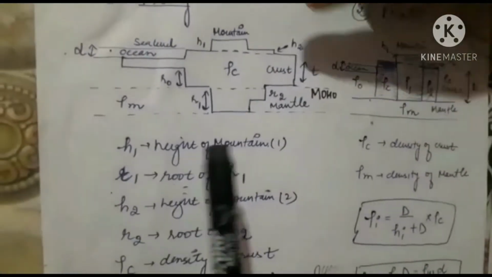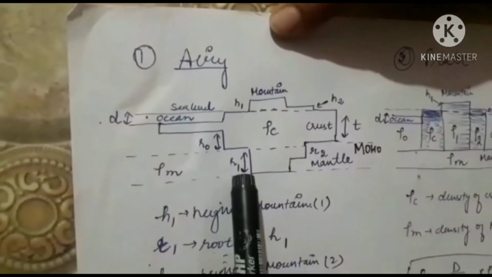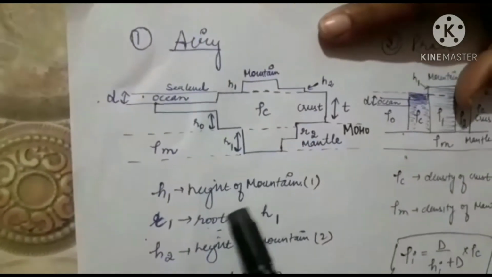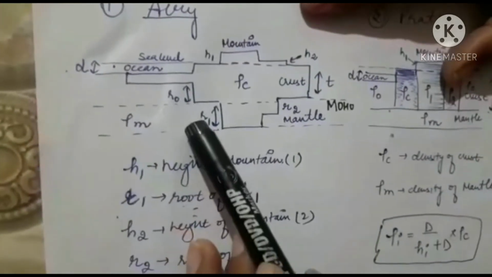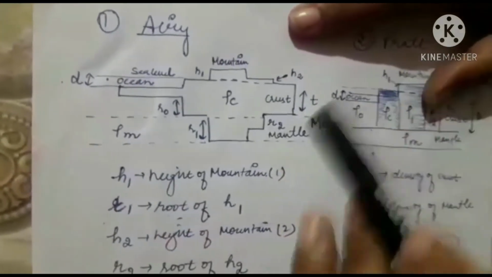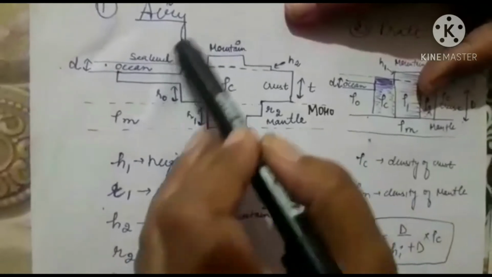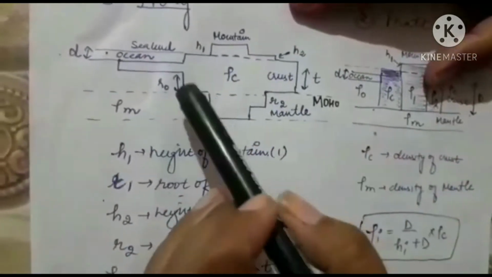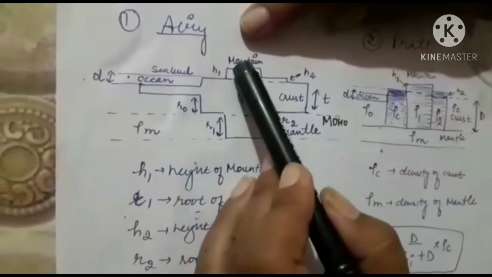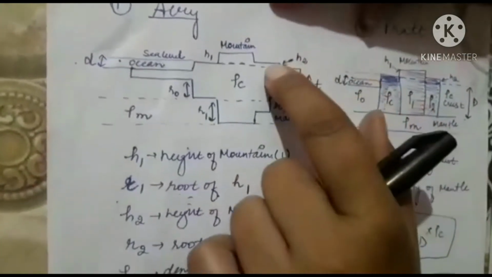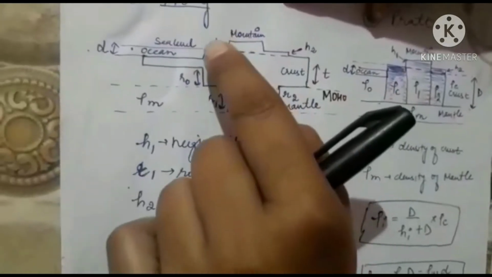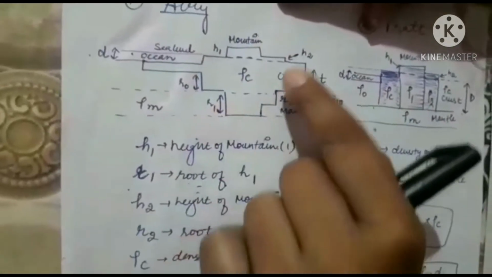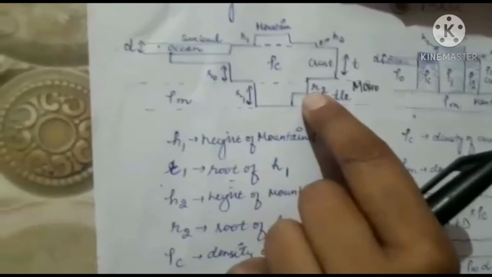As you can see from this diagram, this is for Airy's model. I have written H1, H2, rho 0, rho 1, rho 2 and T. Now I will tell you what this means. So H1 is the H1 mountain, H2 is for this smaller mountain, and R1 is the root of this H1 mountain, and R2 is the root for the H2 mountain.